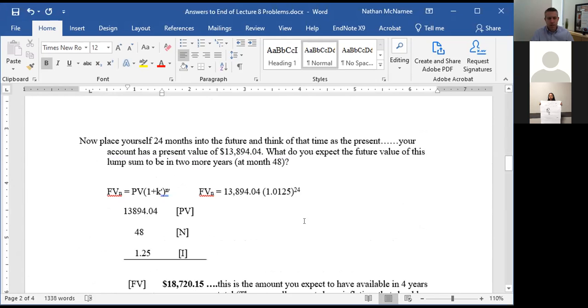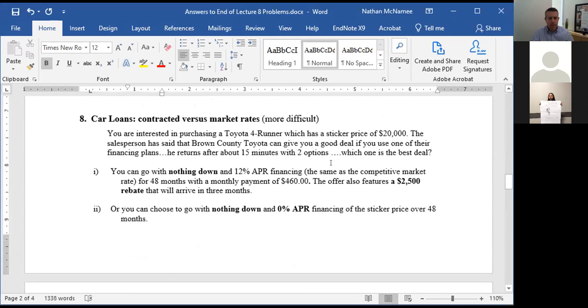Let's do this car loan one. I think this is an important one. We're going to end on this one. This will be the last one. If you have any questions after we're done, please feel free to contact me. And I hope this was helpful.